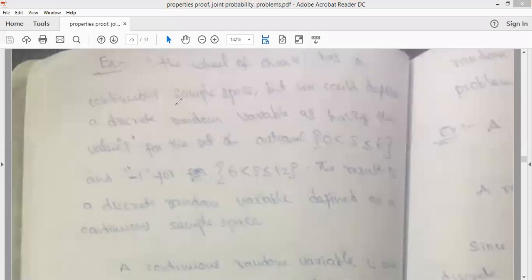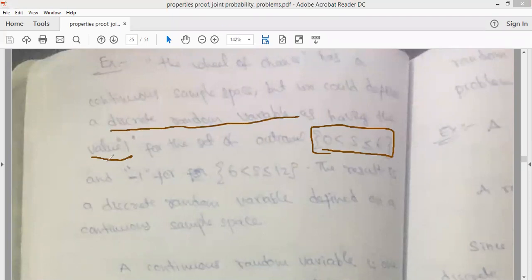In the wheel of chance, the wheel is numbered from 0 to 12. How is the random variable defined? It has value 1 if the outcome s satisfies 0 < s ≤ 6, and similarly the random variable has value -1 if 6 < s ≤ 12. So the random variable here has the values 1 and -1.